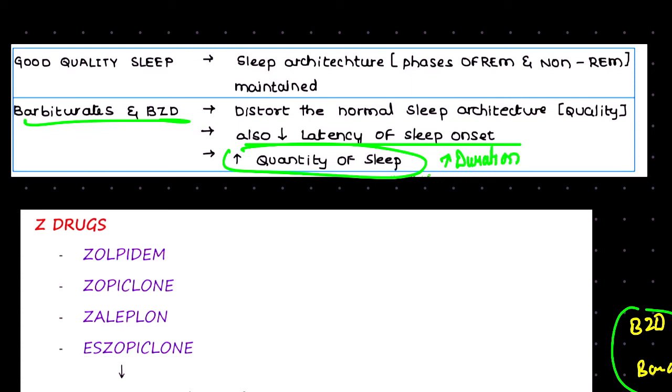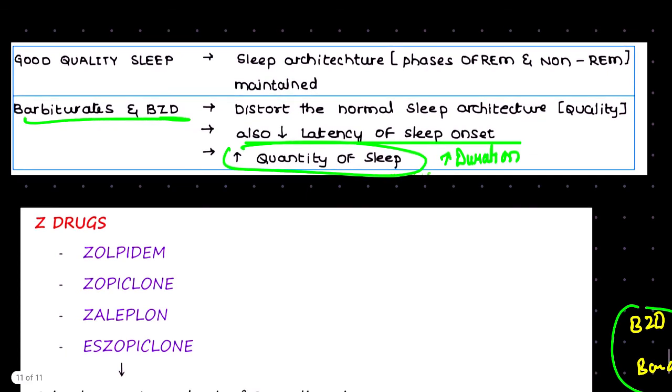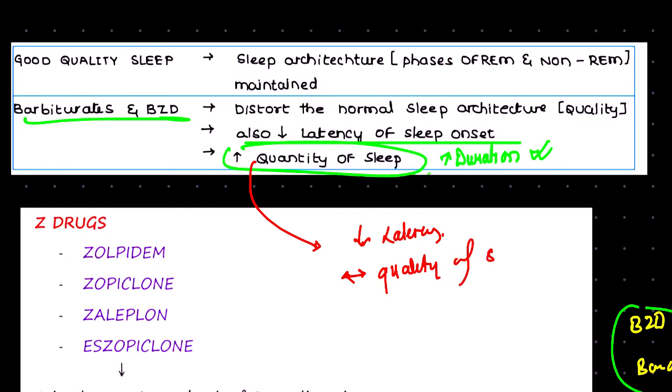That means through the use of barbiturates and benzodiazepines, we are not able to get quality sleep; we are able to get quantity. We are able to get enough sleep for 8 or 9 hours, but not quality sleep. Now we need some drug that will help maintain quality sleep, that will decrease the latency and will not hamper the quality of sleep. And these drugs are our Z drugs.